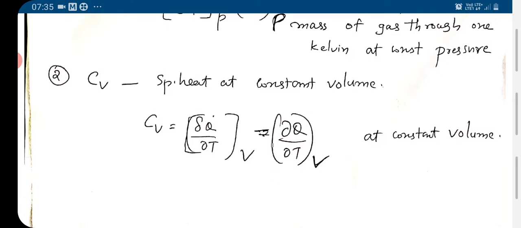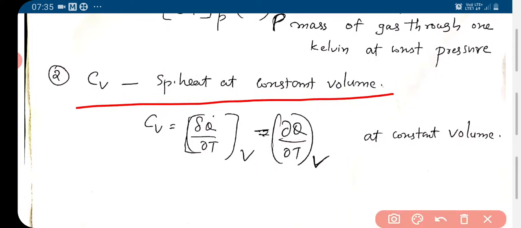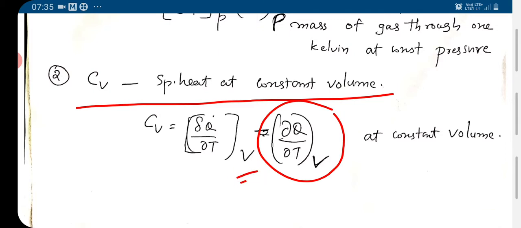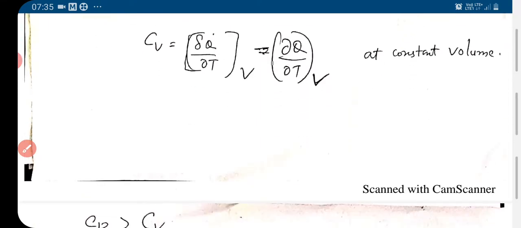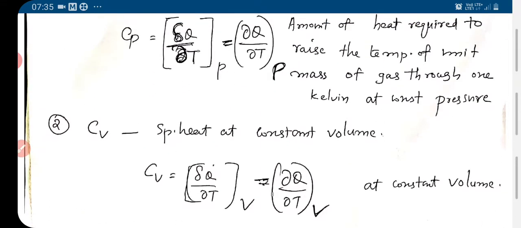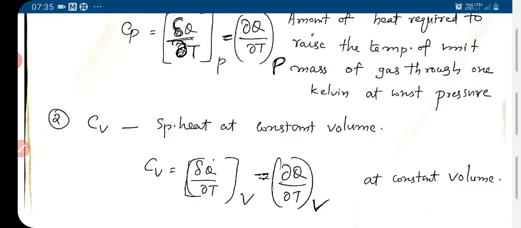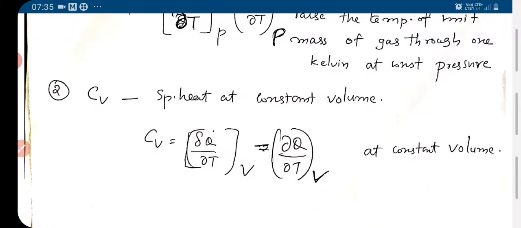And specific heat at a constant volume, Cv, that is dou Q dou T at a constant volume. This is the amount of heat required to raise the temperature of unit mass of the gas through 1 Kelvin at a constant volume, defined as dou Q dou T at a constant volume. So we have Cp and Cv for gases.